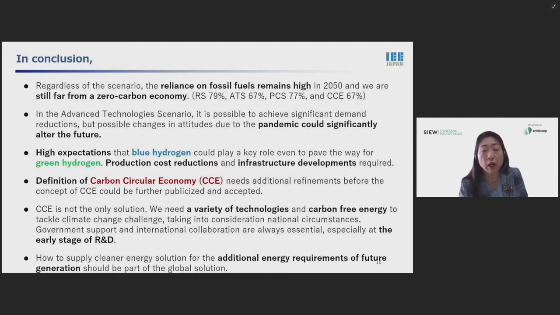Definition of carbon circular economy, CCE, needs additional refinements before this concept of CCE could be further publicized and accepted. Carbon circular economy is not the only solution. We need a variety of technologies and carbon-free energy to tackle climate change challenge, taking into consideration national circumstances. Government support and international collaboration are always essential, especially at the early stage of R&D. How to supply cleaner energy solution for the additional energy requirements of future generation should be part of the global solution.